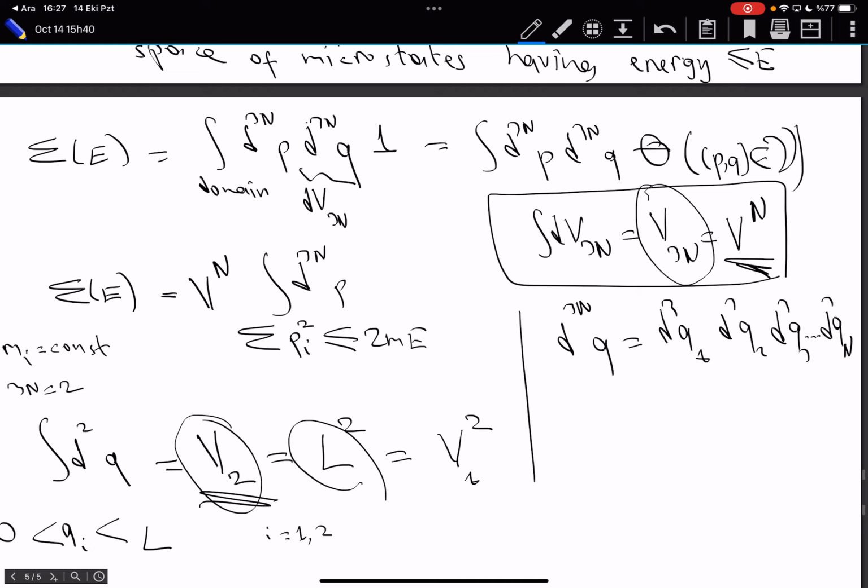Yeah, but they're all confined in one finite volume, right? Sure. So that tells me that the integral of d^3q_i is just V. Well, here I have n of them. Each one will bring a factor V.